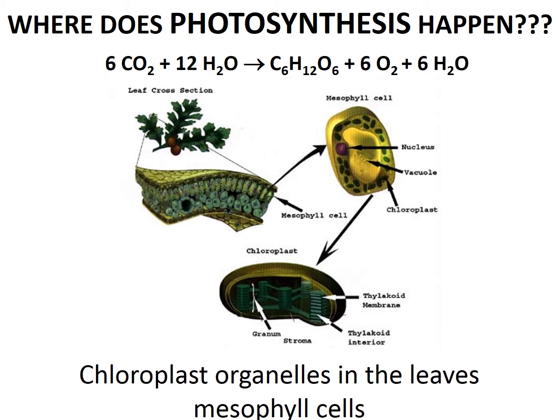So where does photosynthesis happen? Let's take a look at the cross-section of a leaf. It is happening inside the mesophyll cells within the leaf. And then within those mesophyll cells, it's happening in the chloroplast organelles.